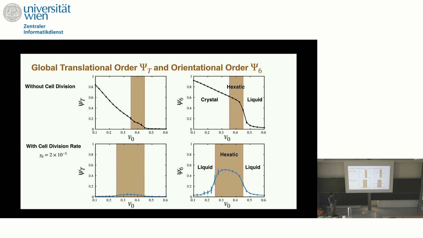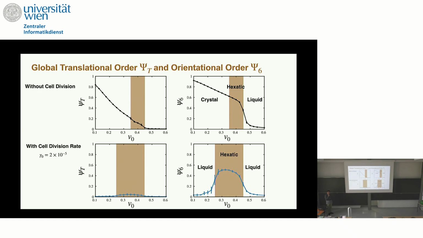What was surprising is that when you turn on cell division, while all the other conditions are the same, as you increase V0, what you see is that as soon as you turn on cell division, there is no crystalline order anywhere, okay? But in the middle, you still have surviving hexatic order. So you turn kind of a traditional melting scenario into a reentrant transition from liquid to hexatic to a liquid state. So, yeah.